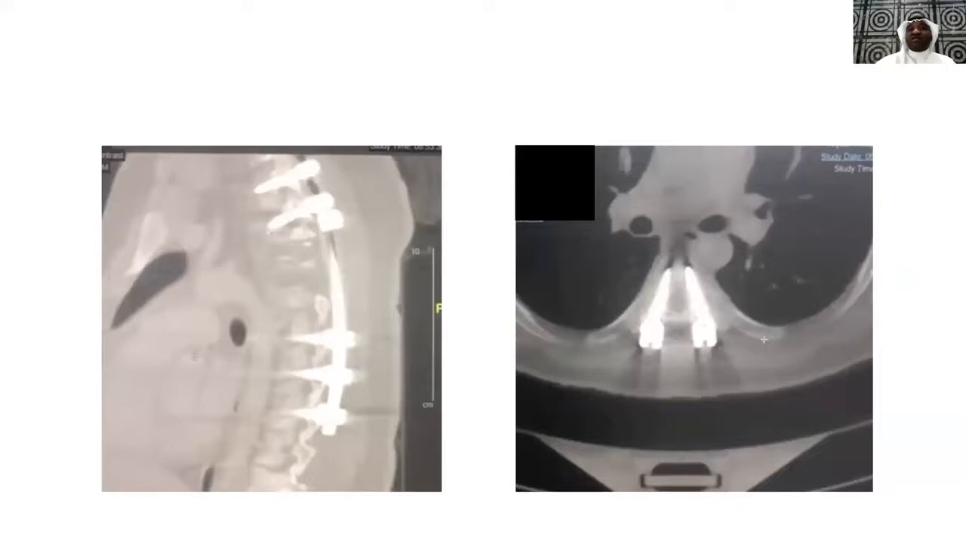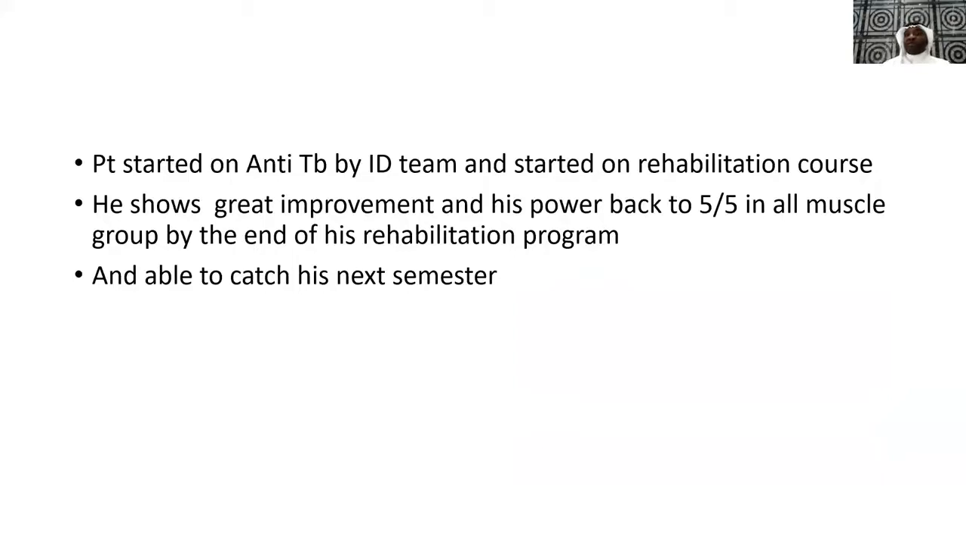It was satisfactory. I went to T1 and T2. T3, we didn't put anything. T4 and T5, nothing. And then 6, 7 and 8. The patient started anti-TB treatment by the ID team after that and started a rehabilitation program. He showed great improvement. Both his lower limbs returned to 5/5 in all muscle groups, and he's able even to catch his next semester to go back to his college.